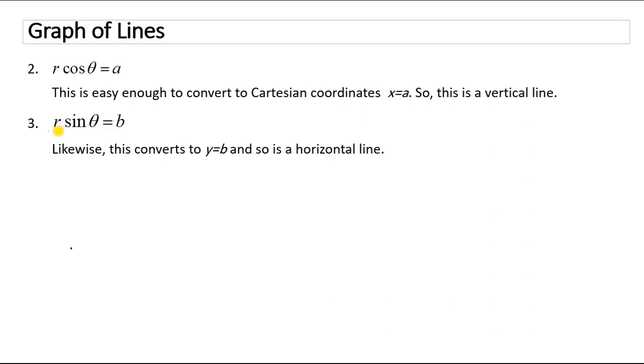Number 3, r sine theta equals b, b any constant belonging to R. If I convert this from polar to Cartesian, the result is y equals b, which is a horizontal line.